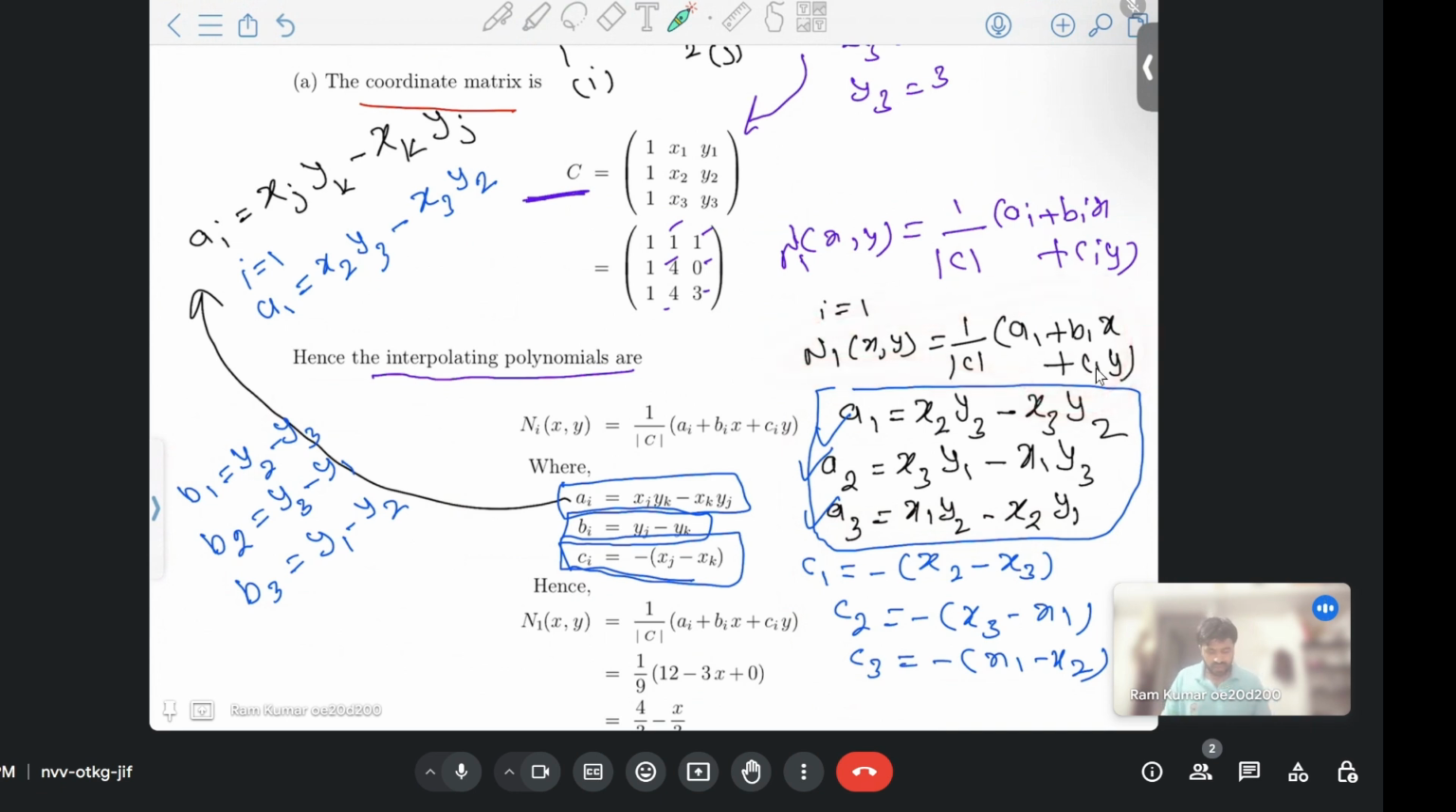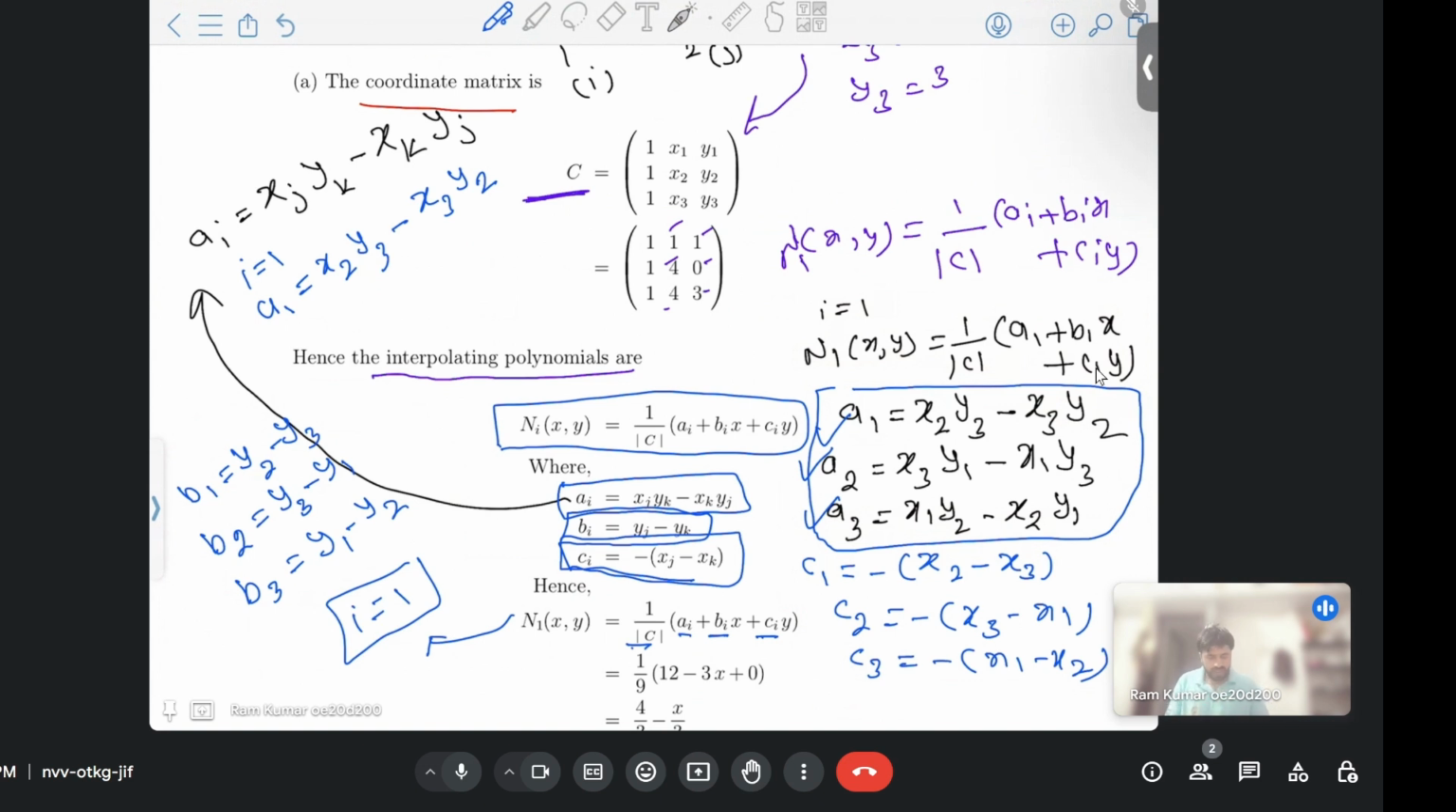So for example, I want to calculate N1. N1 means i equals 1. So if we put i equal to 1 in this equation, what will we get? N1 equals the determinant of matrix C, with a1, b1x, c1y.